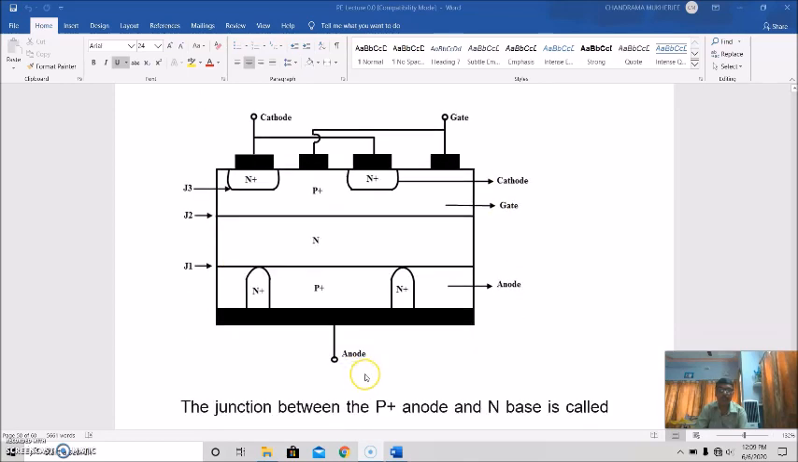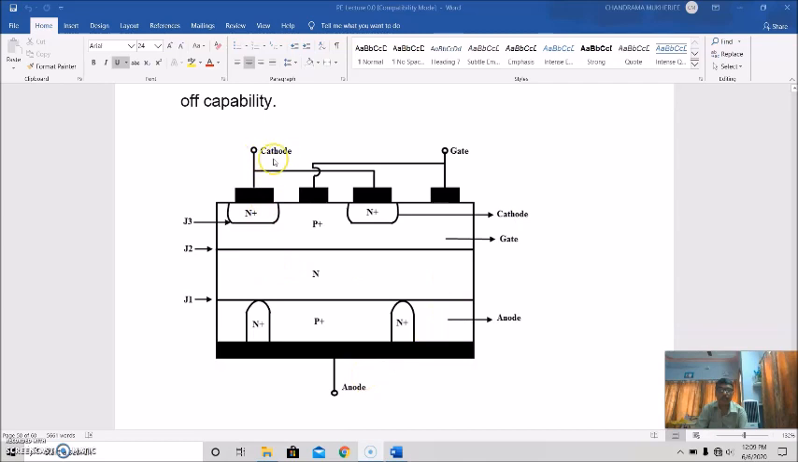This is the basic structure. There is the cathode, these are the gates, and this is the anode. So this is junction 1, this is junction 2, this is junction 3. From this N plus, the cathode terminal is taken out. From this P plus, the gate terminal is taken out, and from this P plus layer, the anode is taken out.